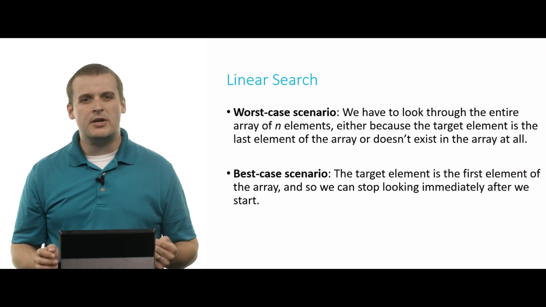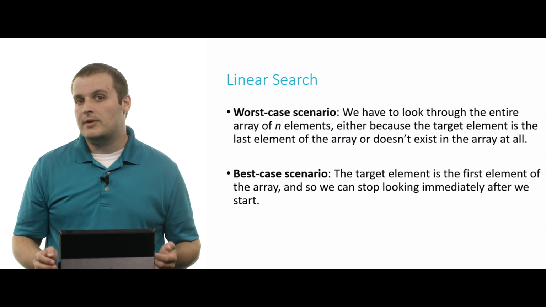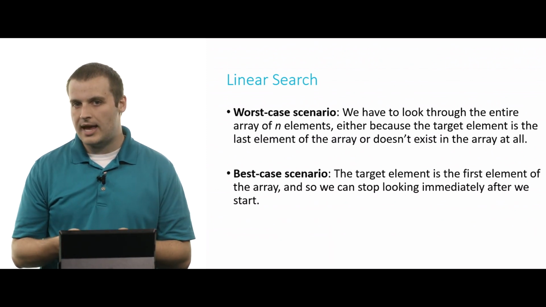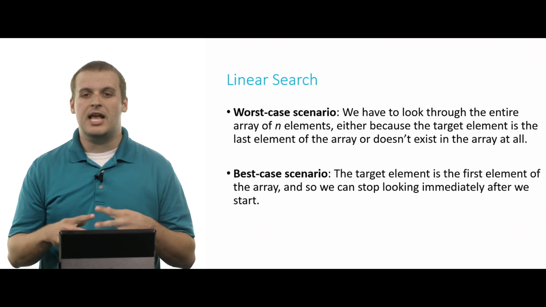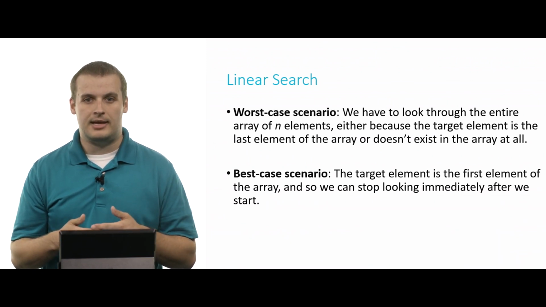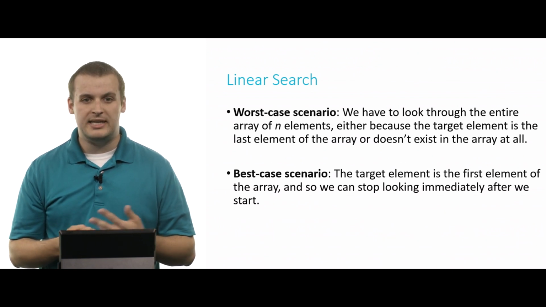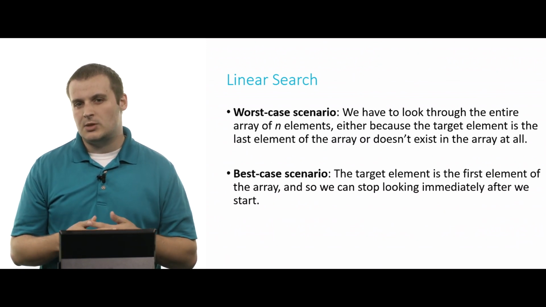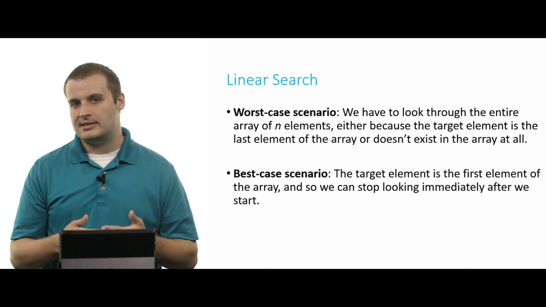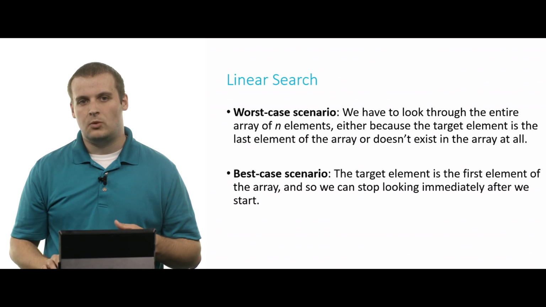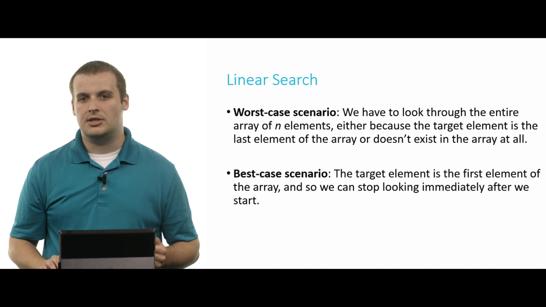So what's the worst case scenario with linear search? Well, we have to look through every single element, either because the target element is the last element of the array, or the element we're looking for doesn't actually exist in the array at all. What's the best case scenario? Well, we might find the element immediately. And how many elements do we then have to look at in the best case, if we find it at the very beginning? We can stop immediately.